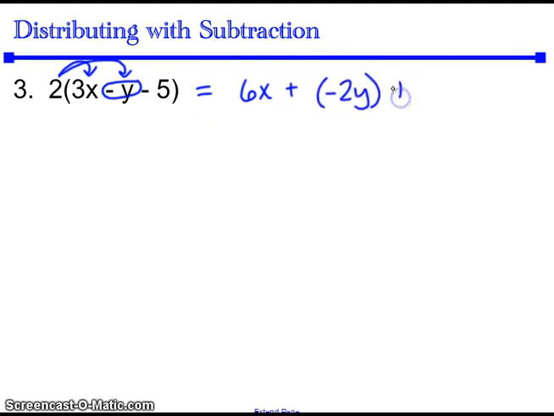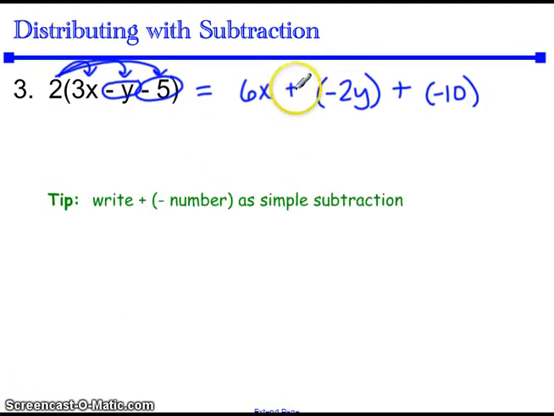Then we're going to add that to our next thing, which is going to be 2 times negative 5, which is negative 10. Now, a good tip is that when you have a bunch of plus and negative numbers, it's easiest to just write that as simple subtraction. So 6x minus 2y minus 10, and that would be the best final answer.